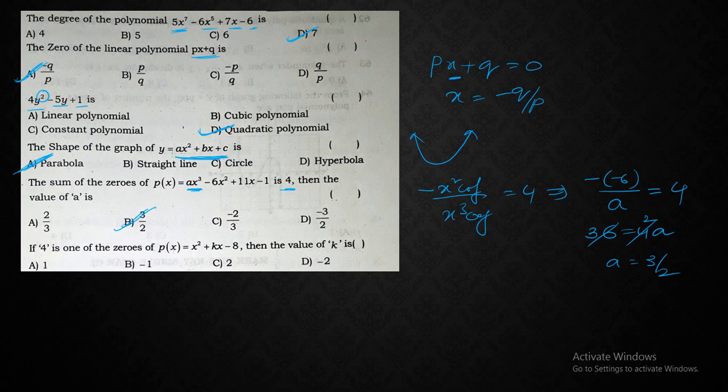So option B. If 4 is one of the zeros, then directly, in the place of x, replace 4. So what am I going to get? 0 is equal to 4 square plus k into 4 minus 8. 4 square is 16. So 16 plus 4k minus 8 is equal to 0. 16 minus 8 is 8. So 4k is equal to minus 8. So k is equal to minus 2. So the answer is minus 2.